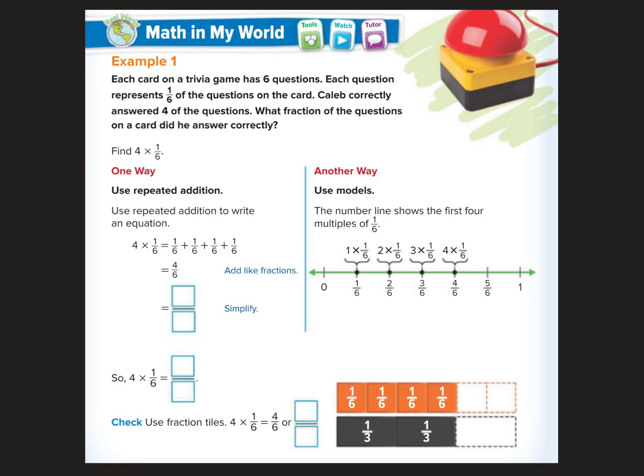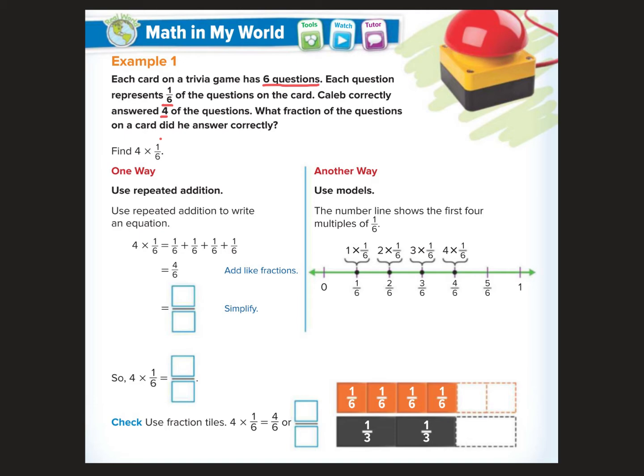All right, so our first example here says each card on a trivia game has 6 questions. Each question represents 1/6 of the questions on the card. Caleb correctly answered 4 of the questions. What fraction of the questions on a card did he answer correctly?